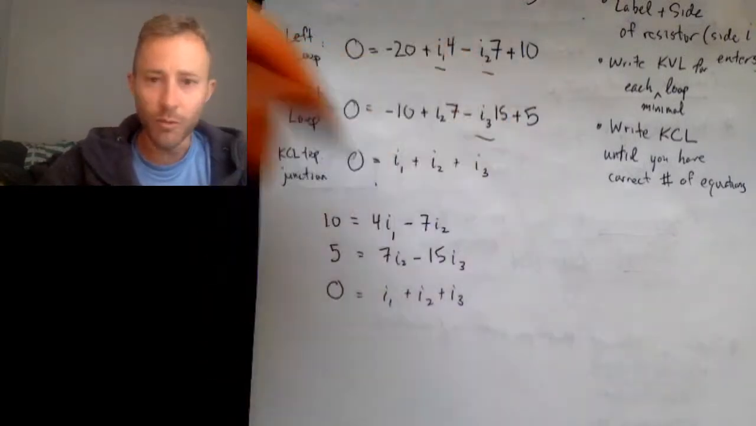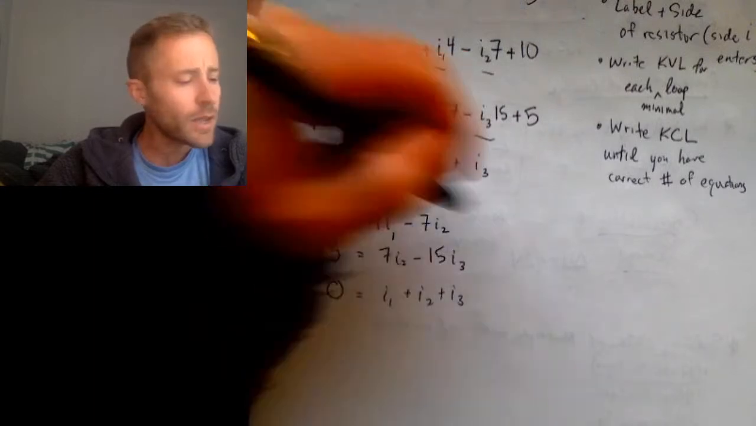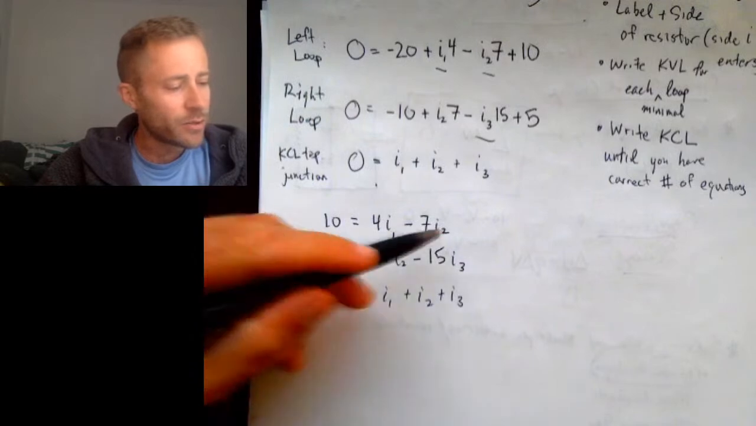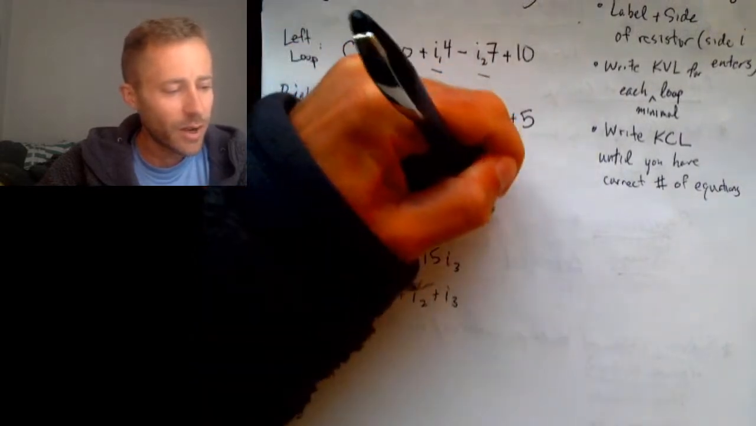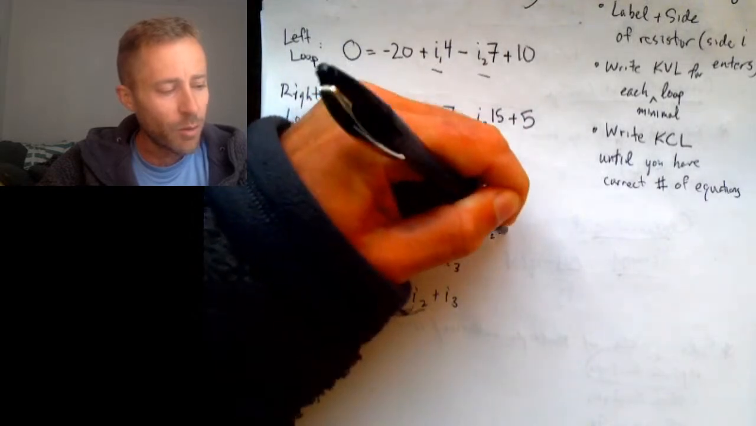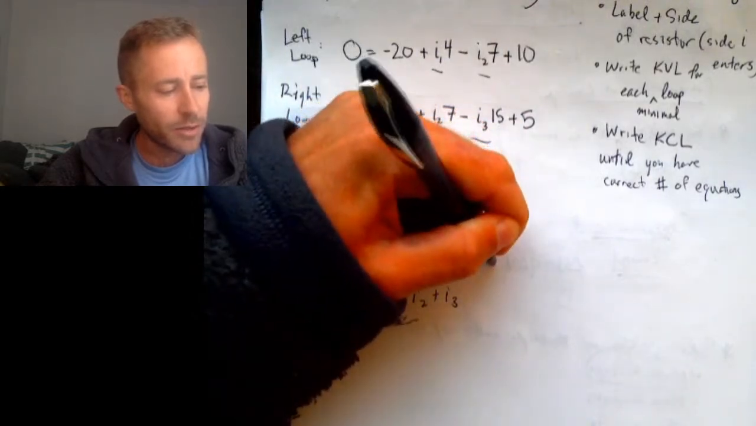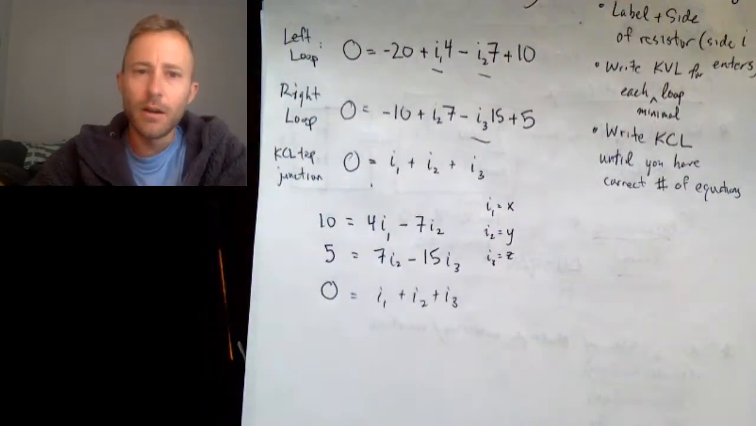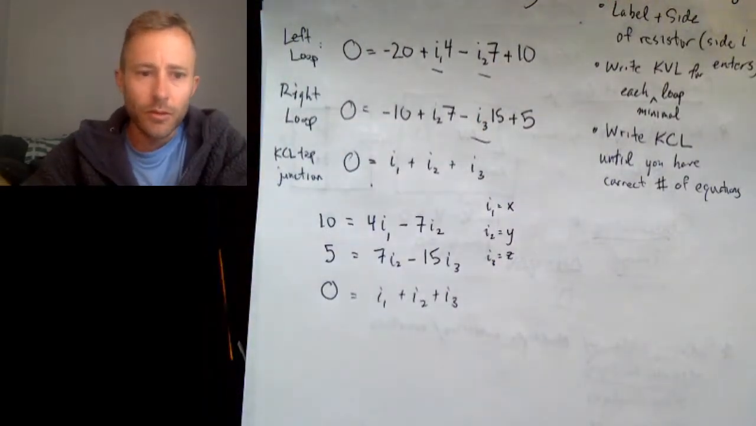I'm going to go to Wolfram Alpha, and now Wolfram Alpha won't let me do I1, I2, I3, so I'm going to call I1 X, I'm going to call I2 Y, I'm going to call I3 Z.